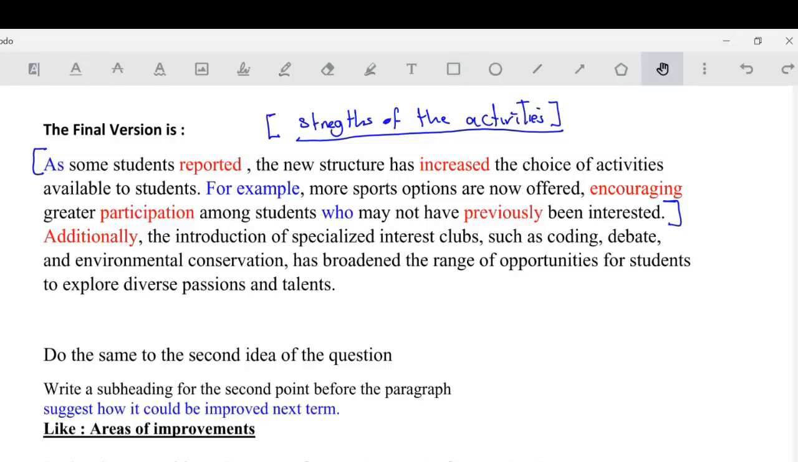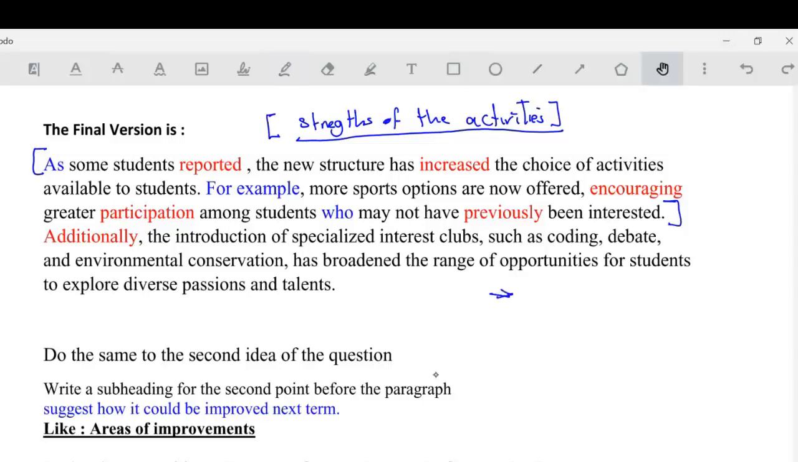This is the first point. Go to the new point. Additionally, the introduction of specialized interest clubs such as coding, debate, and environmental conservation have broadened the range of opportunities for students to explore diverse passions and talents. Excellent. Now we finished the first paragraph and we want to go to the next paragraph. But before we go to the next paragraph, just 2 notes.